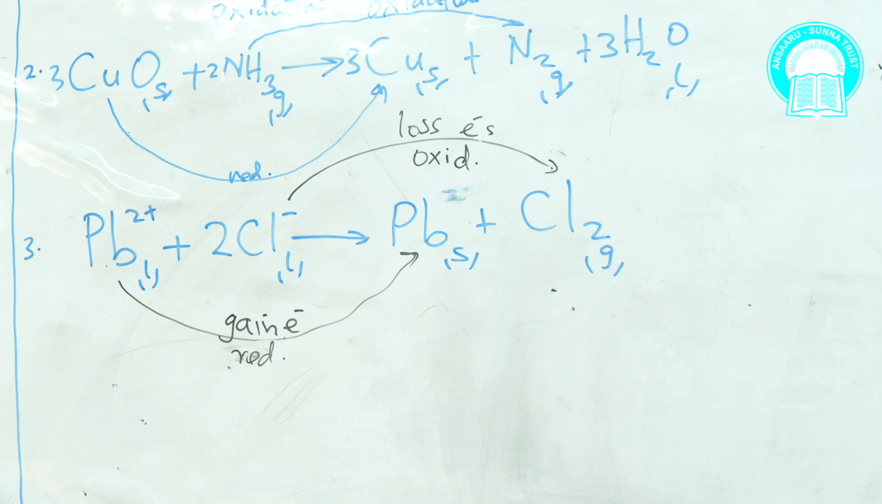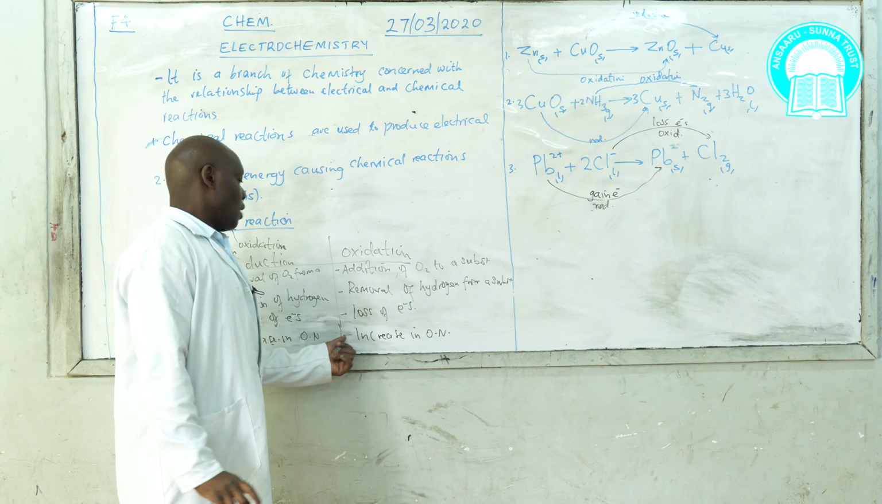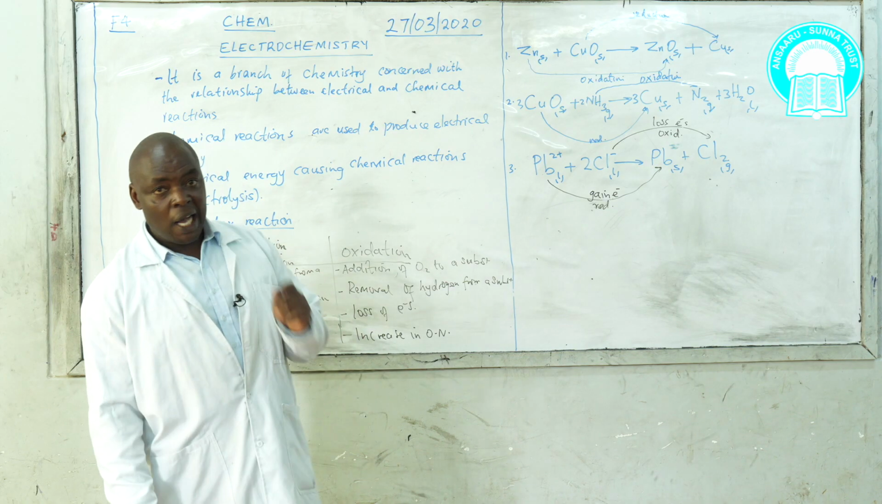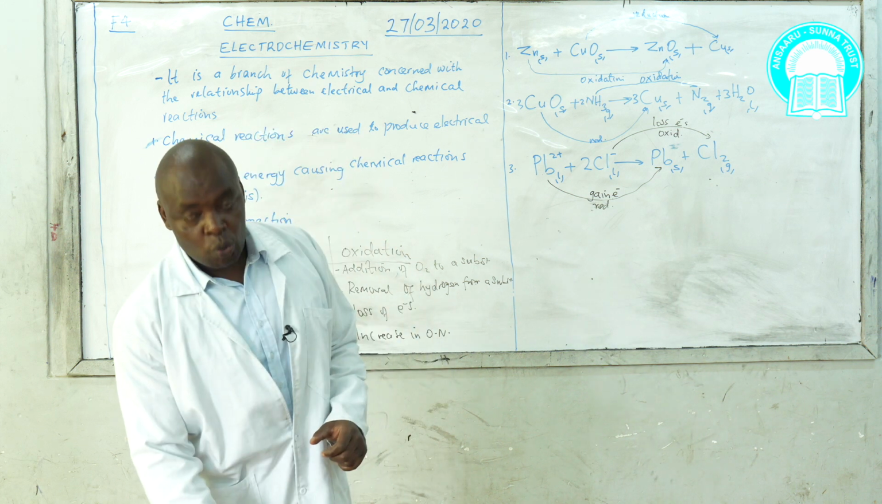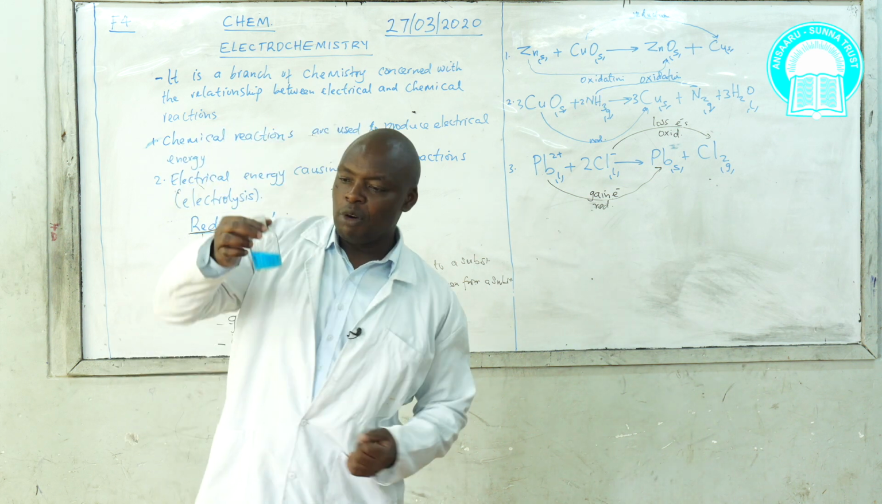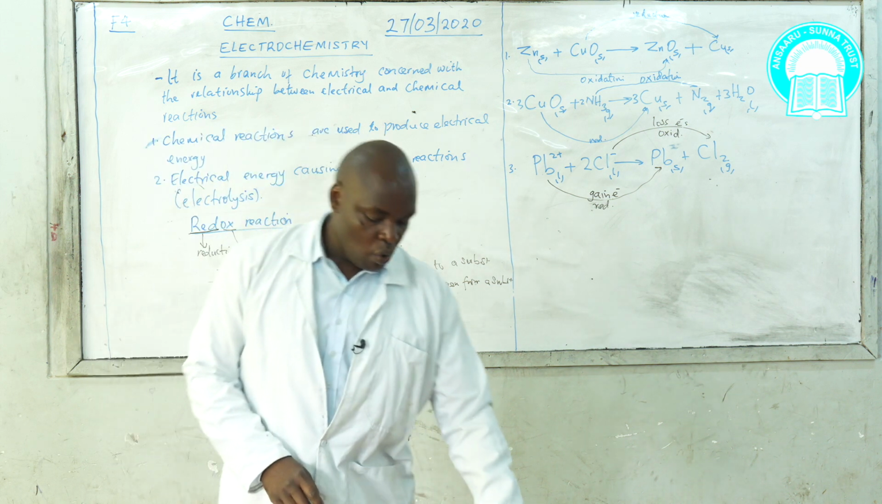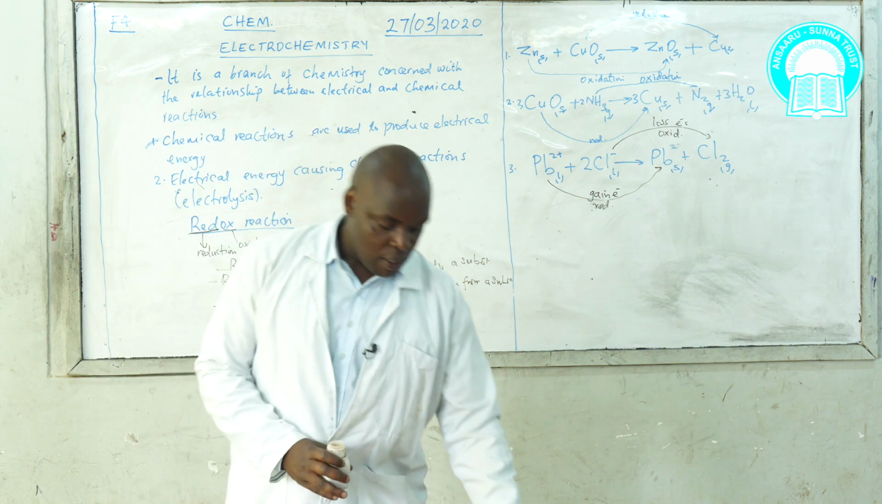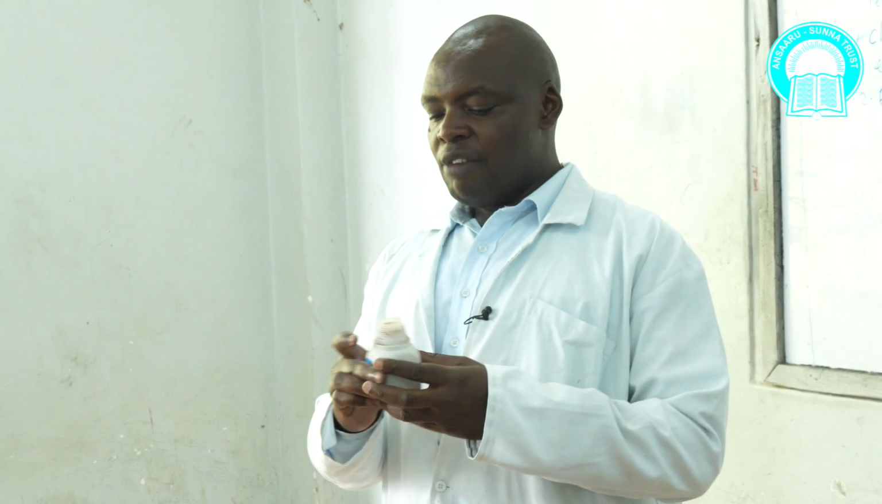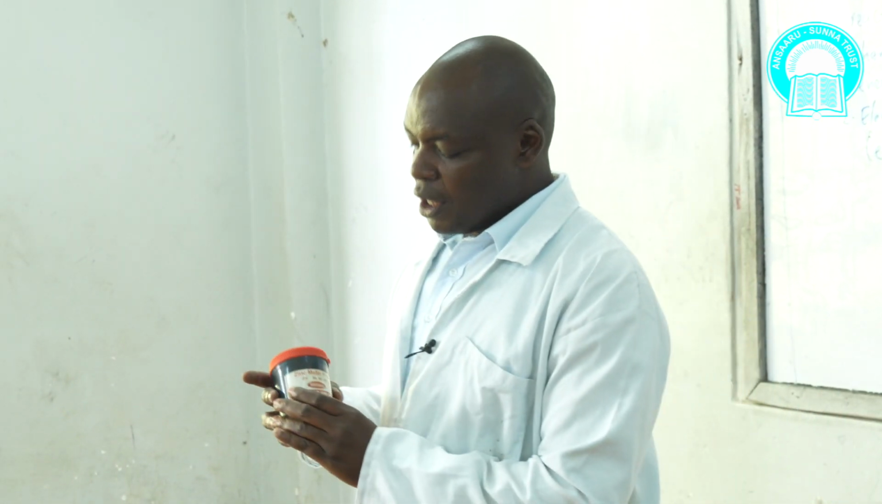Now, with the oxidation number, we have talked of increase in oxidation number. We are going to consider a reaction of copper 2 sulfate solution, which I am going to react with some reducing agents. I have iron powder and I also have zinc metal.